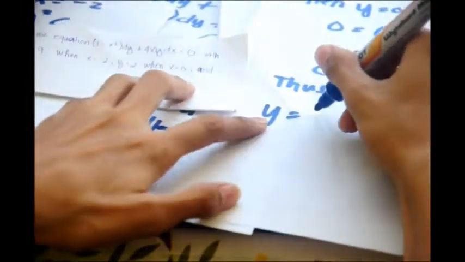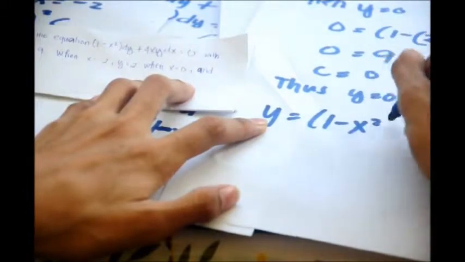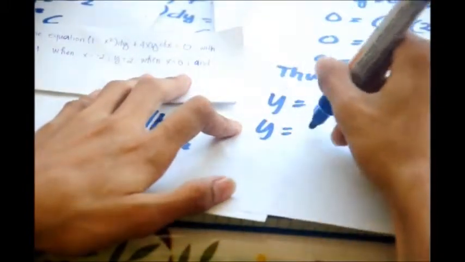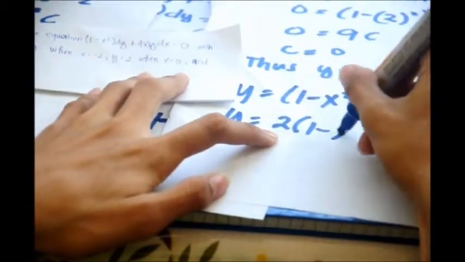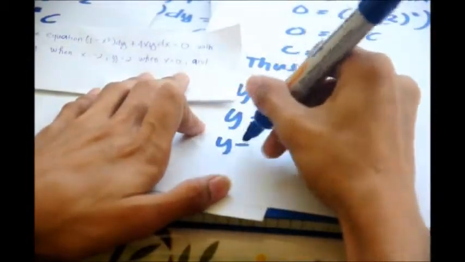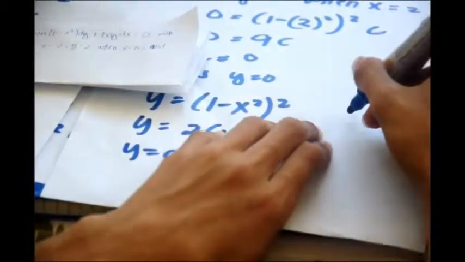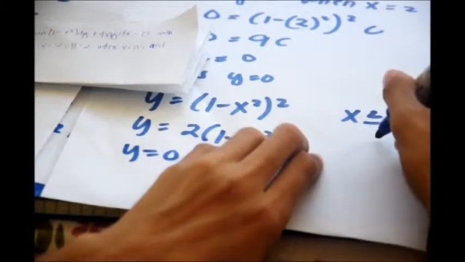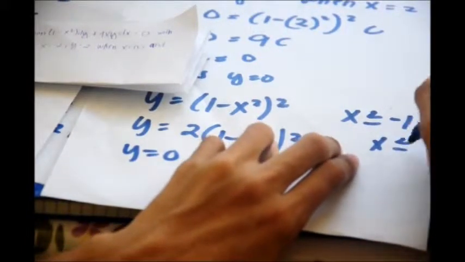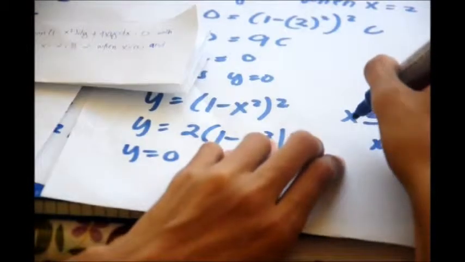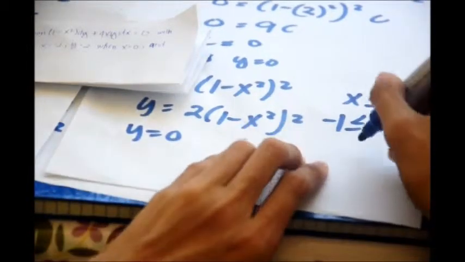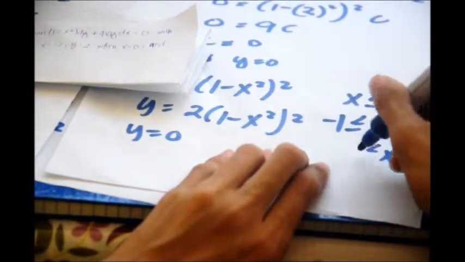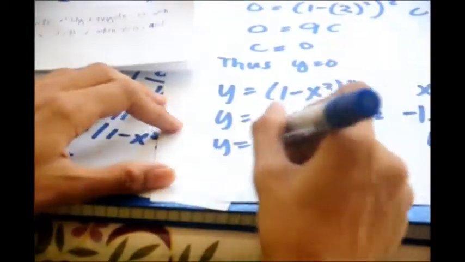So the following solutions of the equation are y equals (1 minus x squared) raised to the power, y equals 2 times (1 minus x squared) raised to the power, and y equals 0, with the limits that x should be less than or equal to negative 1, and x should be less than or equal to 1 and greater than or equal to negative 1, and x is greater than or equal to 1. So this is now the answer.